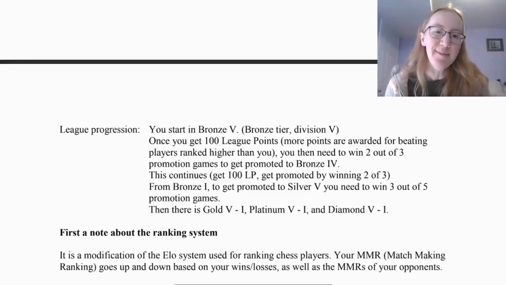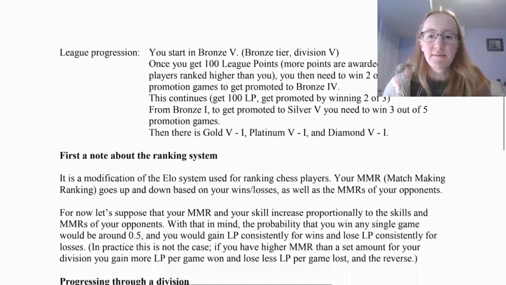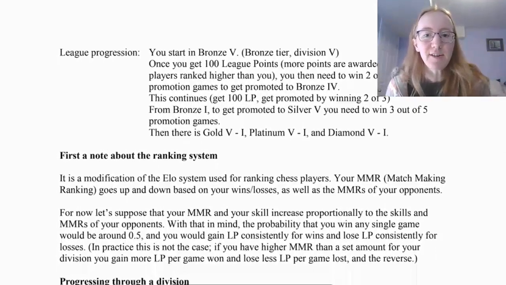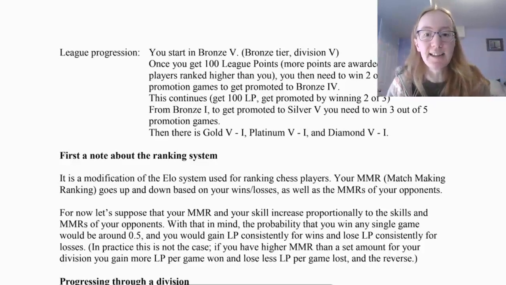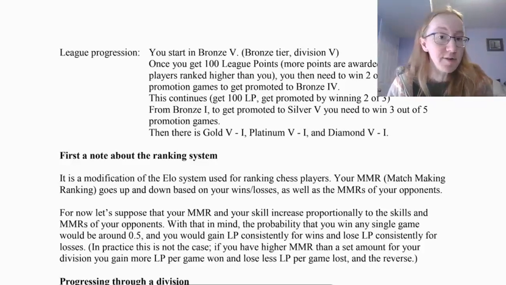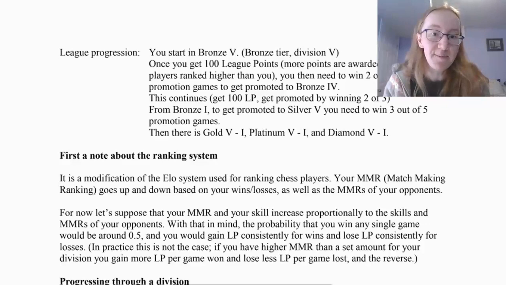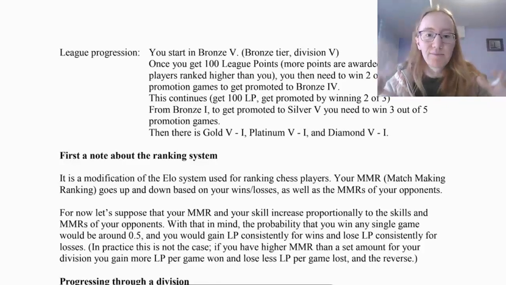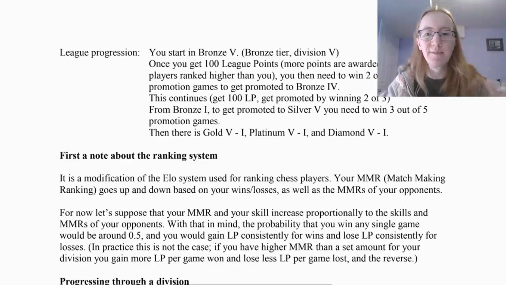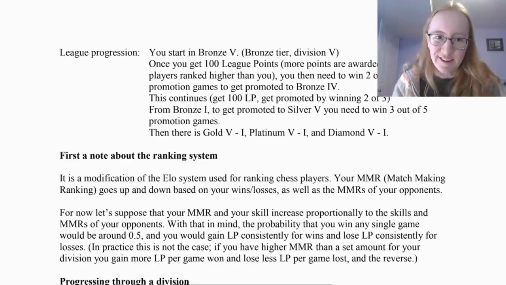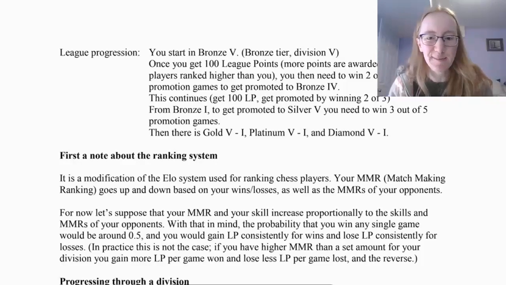It's not exactly the same in League, but it's kind of similar. So you have a matchmaking ranking, and it goes up or down based on these factors. Imagine you're relatively well matched, so your MMR and your skill increase proportionally to the opponents that you're playing against. If that's true, then on average you'd probably win about half your games, and you would gain league points consistently for wins and lose them for losses. Of course, we know that's not actually true, but we're just making some simplifying assumptions here.